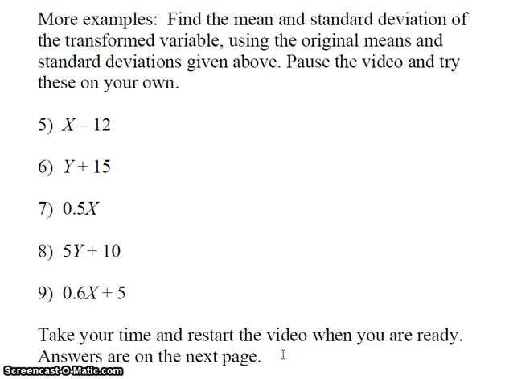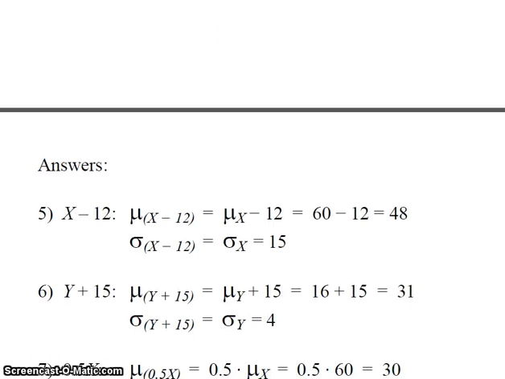Okay, welcome back. Here are the answers. If you subtract 12 from x, the mean of x minus 12 is going to be the original mean of x minus 12. That's 60 minus 12, or 48. The standard deviation of x minus 12 is just the original standard deviation of x, which is 15. Again, subtracting a constant has no effect on spread.